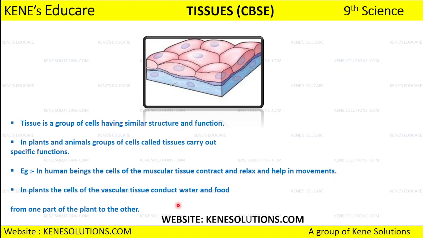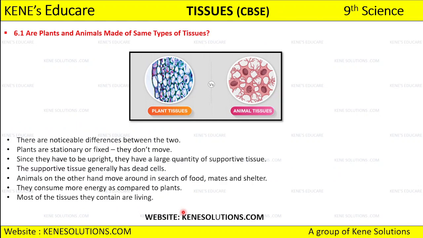So in plants, this vascular tissue, xylem and phloem, they help in conducting the water and food from one part of the plant to the other part. Okay, so who is helping in plants? Vascular tissue, that is xylem and phloem, they are going to help in conducting the water and food from one part of the plant to another.